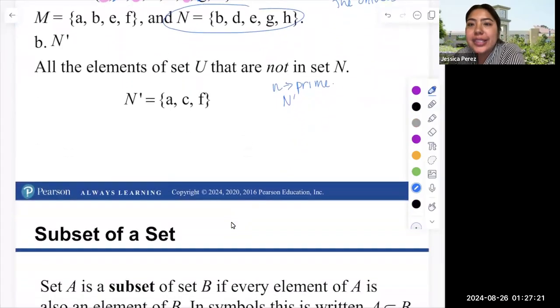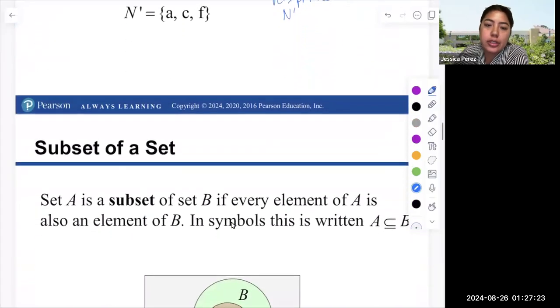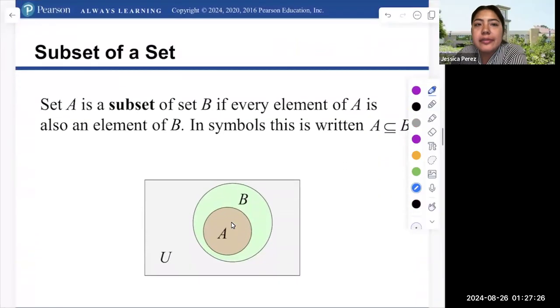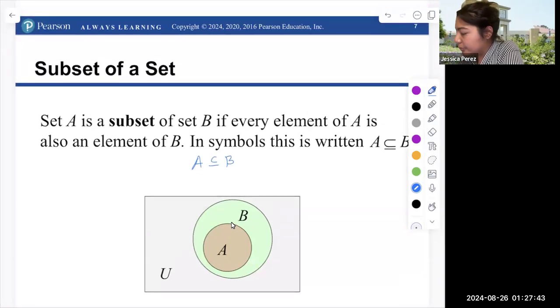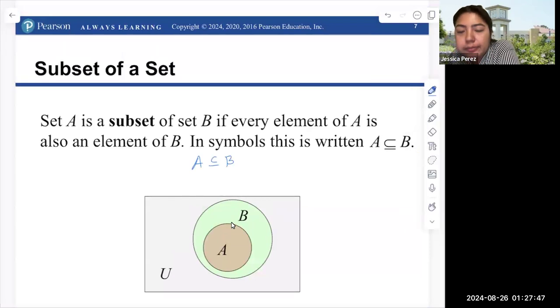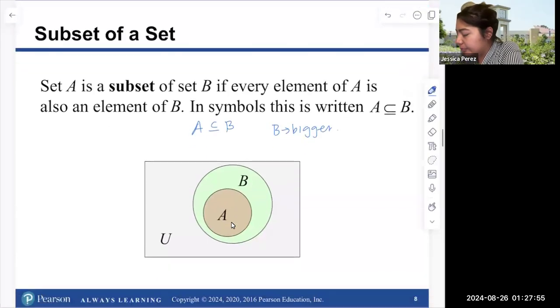What is a subset? Let's talk about a definition. A is a subset of B, so B is bigger than A. It's also written as A is a subset of B. This is a subset. That means all of the elements in A live in B, but B is bigger in this case.